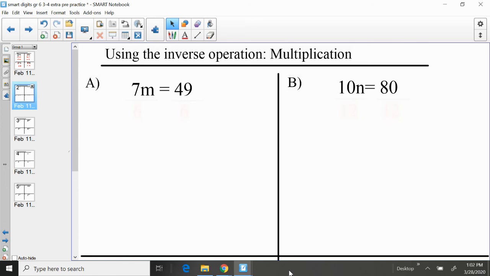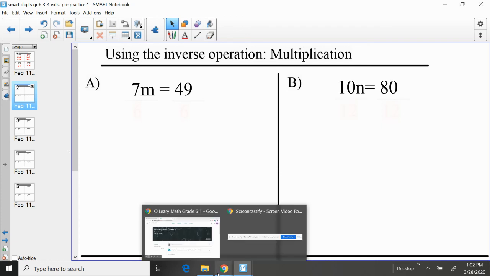And tomorrow we'll be looking at doing the inverse of division problems. So I'll show you that tomorrow. But I don't want to overwhelm you. Just one concept at a time is good.